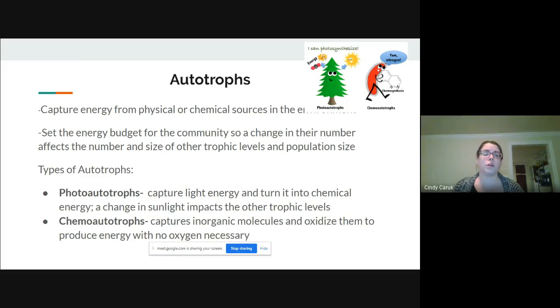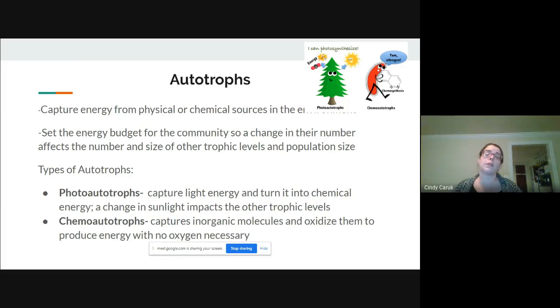Okay, so again, your autotrophs, you're capturing energy from physical or chemical sources in the environment. They're setting the energy budget for the community. So a change in their number affects the number and size of other trophic levels and population size. There are two types of autotrophs. We have photoautotrophs. Those are going to capture light energy, and they're going to turn it into chemical energy. A change in the sunlight, remember, impacts the other trophic levels.